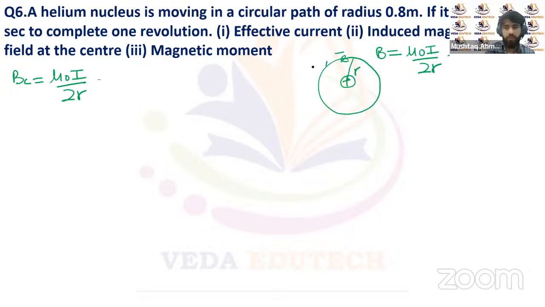Let's suppose the speed of this electron in this orbit is v. Then the magnetic field at the center of this nucleus will be mu naught I upon 2r. Similarly, if we have to calculate this current I, it is the charge upon the time. The charge here is the charge of the electron, and the time is the time taken by this electron to complete one revolution or one complete cycle. So the current will be e upon T.